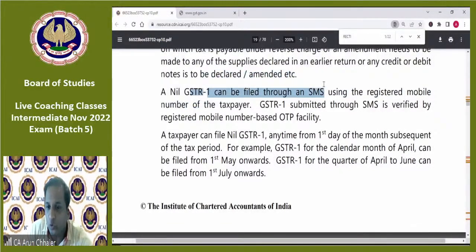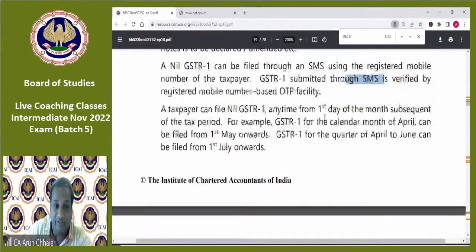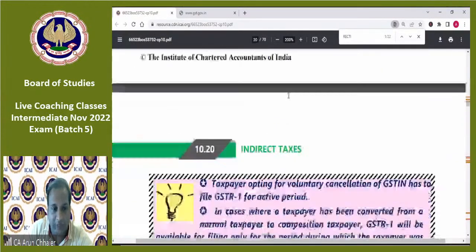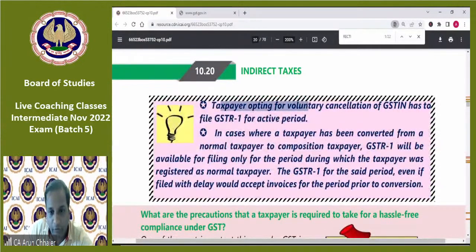GSTR1 nil can be filed through SMS also. There is a facility being developed by the GSTN that you can file from the registered mobile number through SMS. You can verify. Taxpayer can file the GSTR1 anytime after the end of the month, from the first day of the next month. That is okay. Correct.